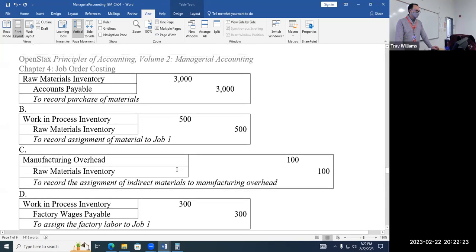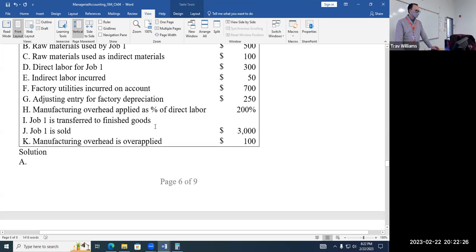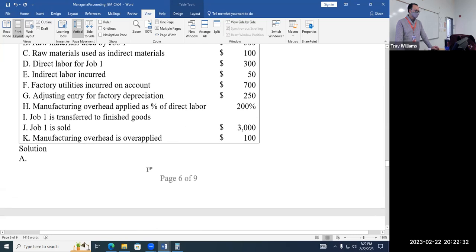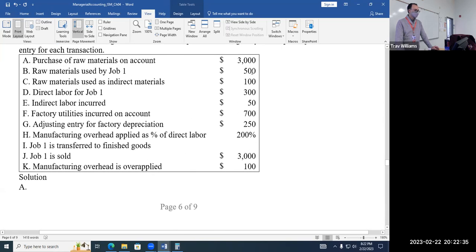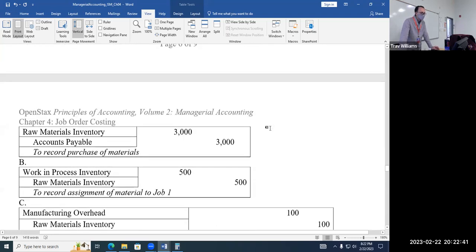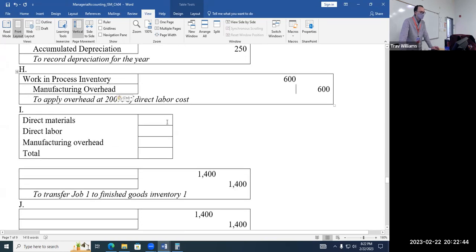Okay, then we have to figure out the total cost for this job so we can transfer it to finished goods. We had the 500 in raw materials, 300 in direct labor, and 600 in overhead, right? So this is just for us to add those up. 500 in direct materials, 300 direct labor, 600 in manufacturing overhead gives us total cost of $1,400 for this job. How do we transfer it to finished goods inventory? What would be our journal entry?